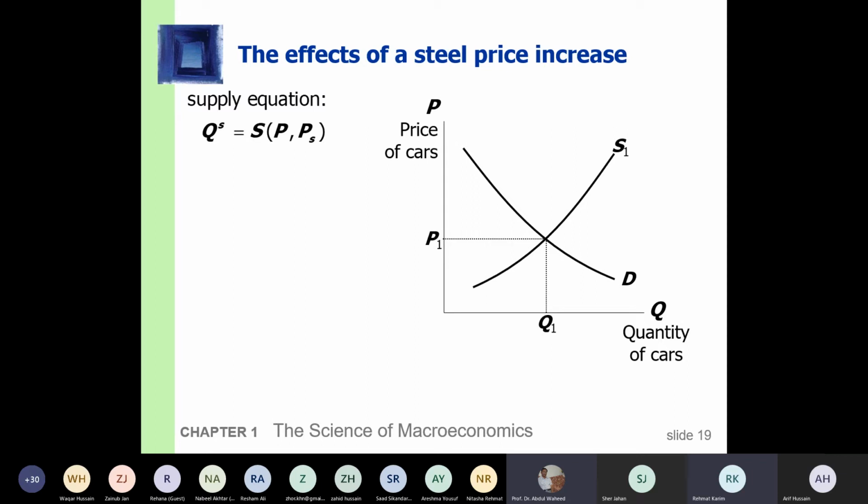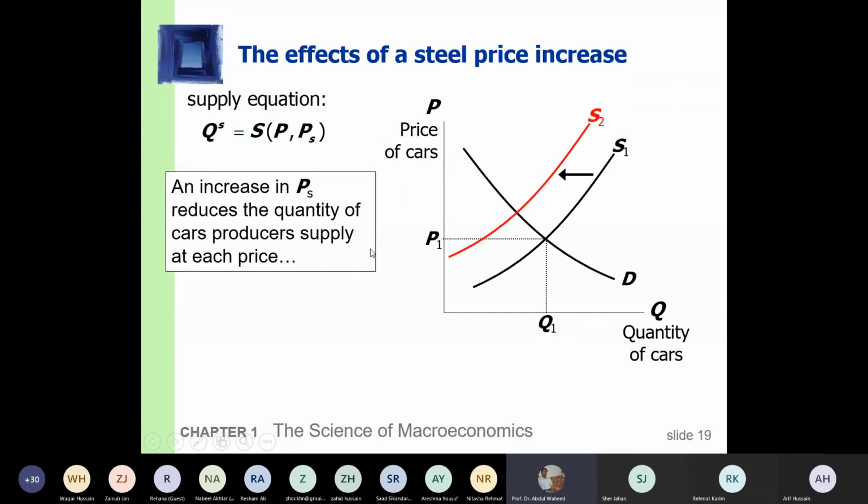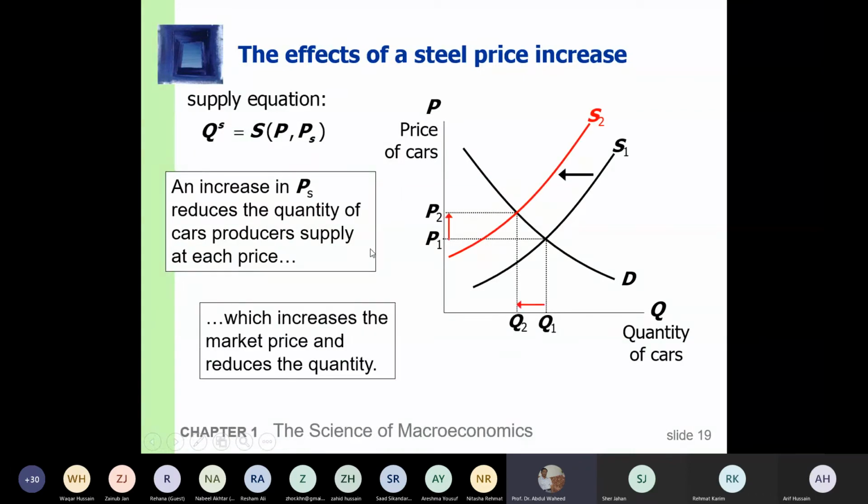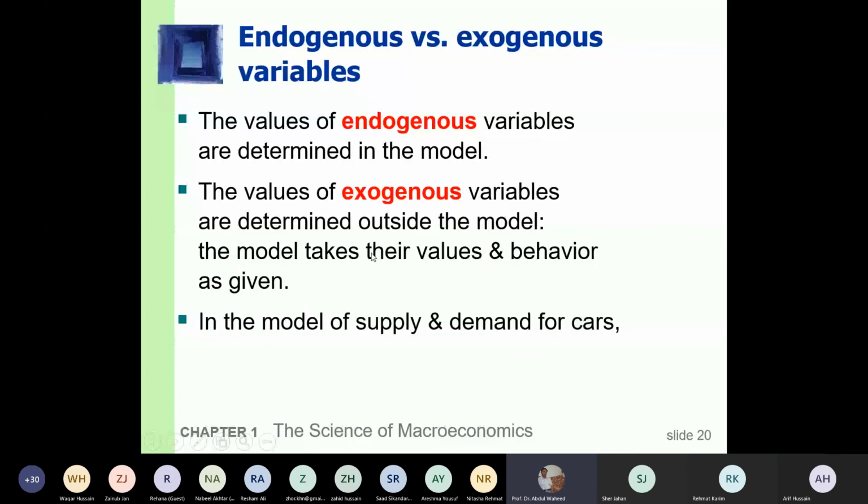I think that is steel. Exogenous. Price of steel. Price of steel is not determined in this model. The price of the product, the price of the car, is determined within the model. So this is endogenous. This is endogenous. This is exogenous. I hope now it is clear to you. Dependent variable, independent variable, endogenous variable, and exogenous variable.